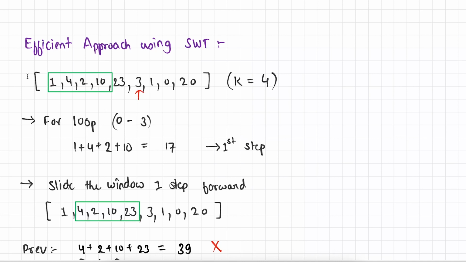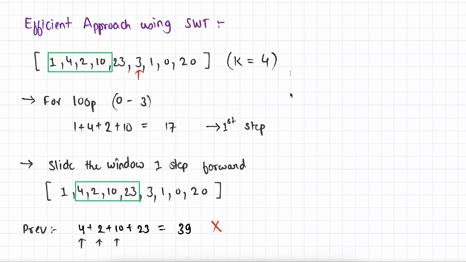So let's begin. Here is the array and the size of k is 4. This means the window size is 4, so we have to consider 4 elements at a time. Okay, so what do we do in this approach? In the first step, we are going to run a loop from 0 to k to find the sum of the first k elements. And the first k elements you can see over here are 1, 4, 2, 10, and the sum of these 4 elements is 17. So this is the first step and we are done with the first step.